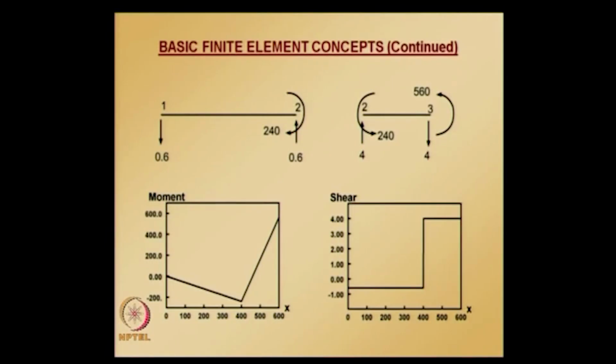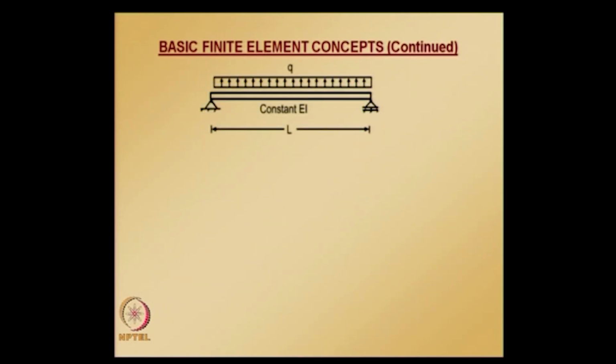So, the 2 node beam element that we developed is based on a cubic trial solution, and it gives the exact solution for a prismatic beam subjected to concentrated loads. However, when the beam is subjected to distributed loads, the standard finite element solution gives nodal displacements, that is, the displacements and rotations at the nodes, that are exact, but moments and shears are not very good.